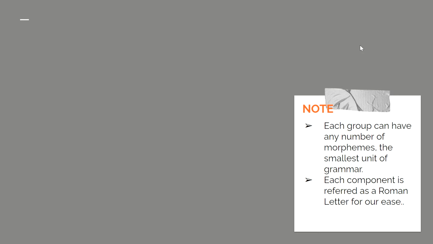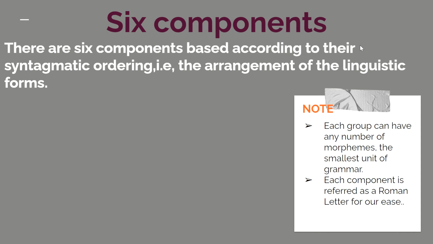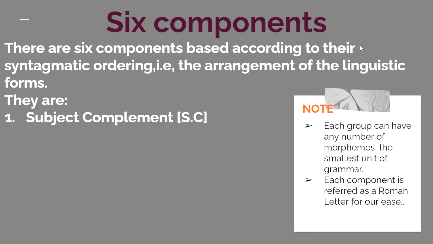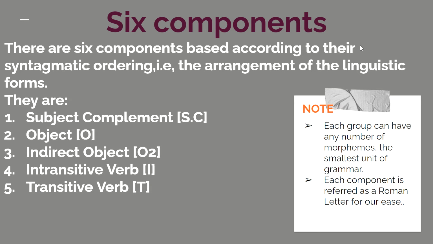Now take note that each group can have any number of morphemes, that is the smallest unit of grammar, and each component is referred to by a Roman letter for our ease. There are 6 components of a syntagmatic system to their syntagmatic ordering, that is the arrangement of the linguistic forms. They are subject, complement, object, indirect object, intransitive verb, and adverbial group.